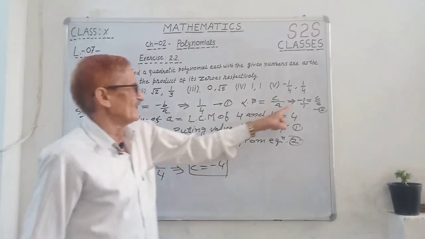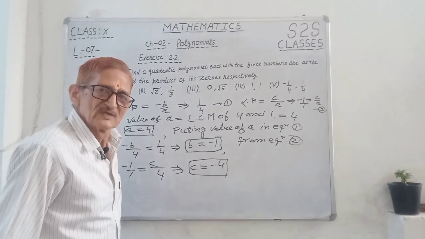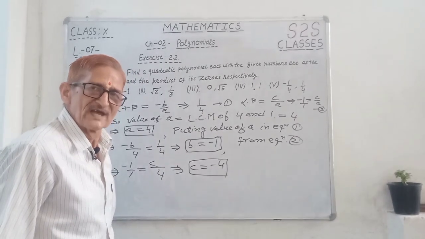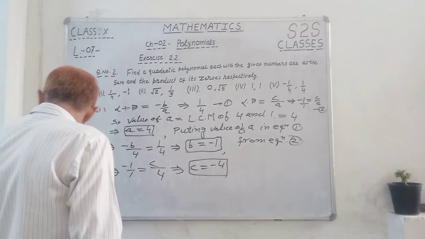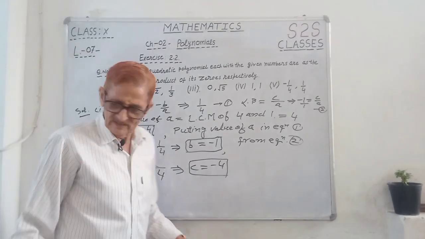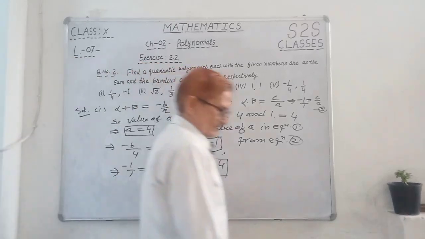So check the number which is given; the denominator must be the same. If not, then take the LCM of both denominators to make them equal. Okay, now this is completed.